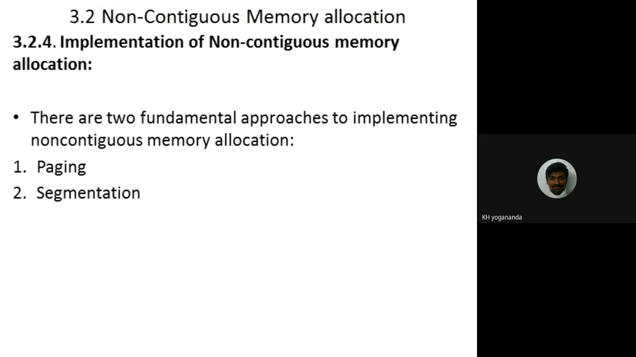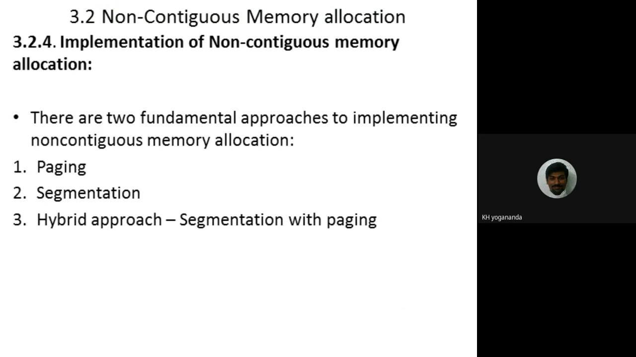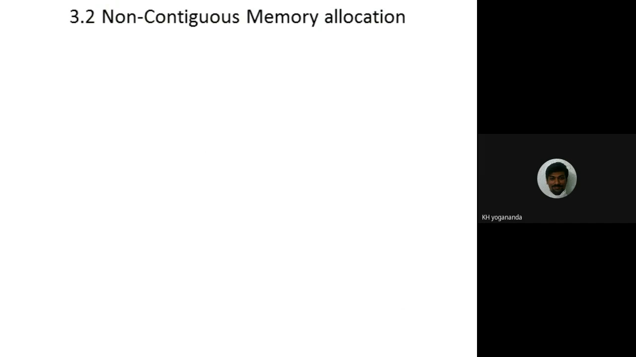So hybrid approach, in the sense, includes both segmentation and paging. So segmentation with paging. There are two fundamental approaches to implement non-contiguous memory allocation. One is paging and the second one is segmentation. Along with that, we'll be studying one more approach termed the hybrid approach. It is nothing but segmentation with paging. At the end of this class, we shall try to discuss the comparison between contiguous and non-contiguous allocation, if time permits. Okay, let's begin the class.